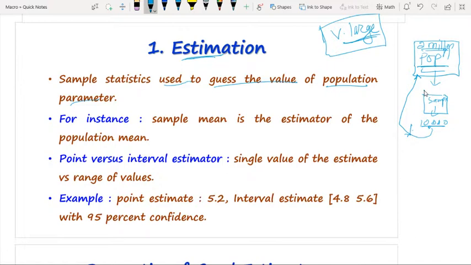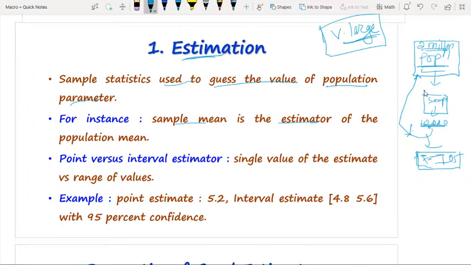We can give an example of the sample mean as an estimator of the population mean. For instance, we take information from these 10,000 sample units, and we find that the sample mean is, suppose, 105. On the basis of this sample statistic, we make an estimate of the population mean and say that the population mean is also 105.